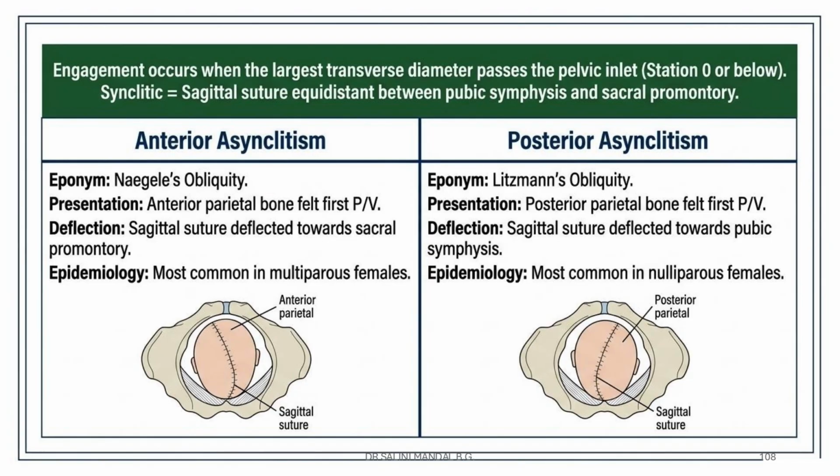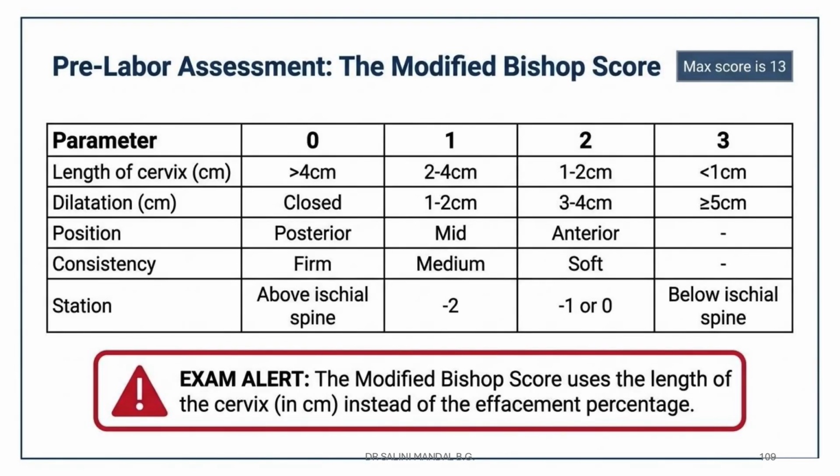Sagittal suture is deflected towards the sacral promontory anteriorly. It is most common in multiparous females, whereas the posterior one is most common in nulliparous females, and it is known as Litzmann obliquity. Posterior parietal bone is felt first, not the anterior one. Then the sagittal suture is deflected towards the pubic symphysis in case of posterior asynclitism.